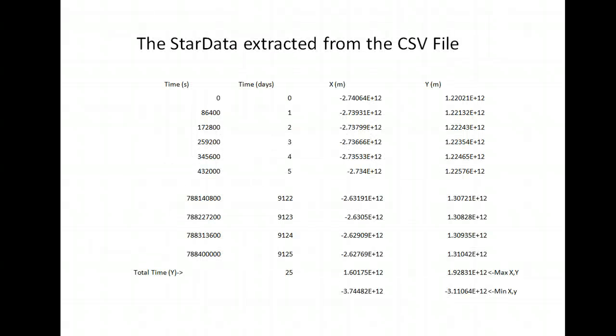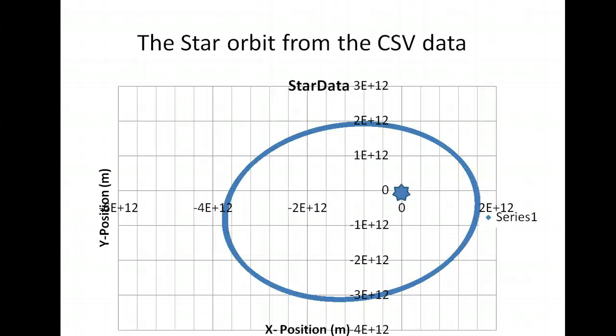Here is a view of the CSV file provided in this lab with the X and Y positions at the beginning and the end of the orbit, along with the insertion of the time in both seconds and days to give a sense of scale. Here is a plot of the orbit of the star around the black hole. The black hole is indicated at the origin.